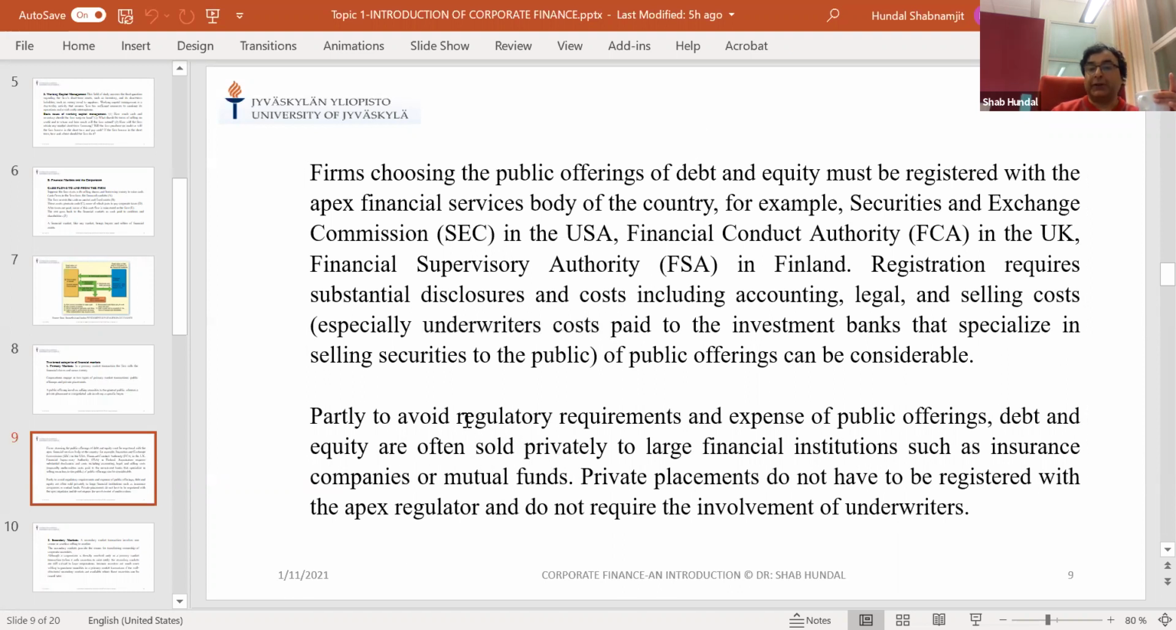Partly to avoid the regulatory requirements and the expenses of public offering, the debt and equity can be sold privately, whereby you are having a very one-to-one negotiation with the bank. I think that in the European markets, this is more prevalent. So this kind of private placement is more prevalent in those countries or in those corporate settings where the ownership is thick. In other words, where you have small number of large investors.